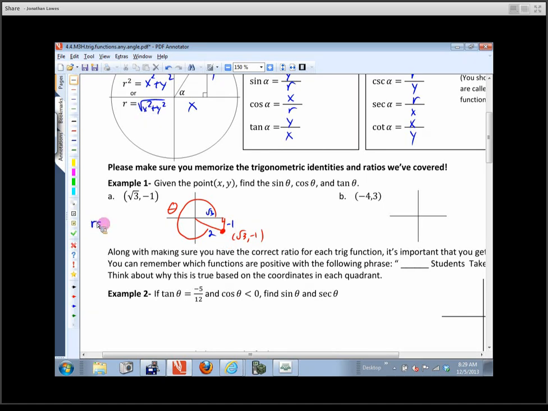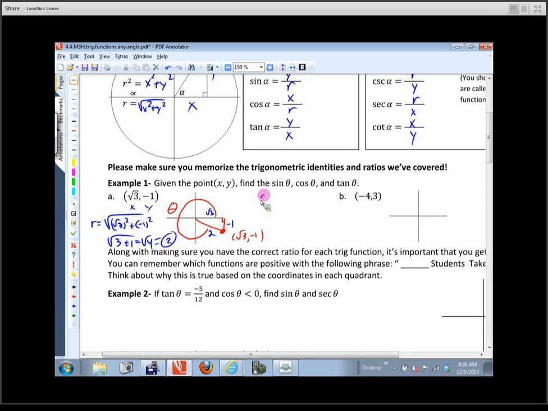Or if we had to, could we use this right here? Wouldn't r equal the square root of radical 3 squared plus negative 1 squared? So if I put those together, I get this. If I square a square root, I get 3. If I square that, I get 1. So isn't this radical 4? And wouldn't that be 2? So I have all 3 pieces that I need. I've got the x, I've got the y, and I've got the r.